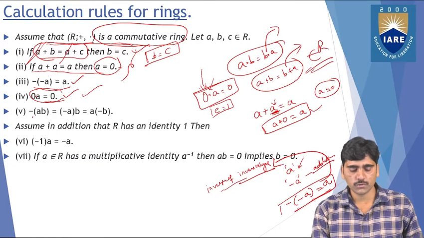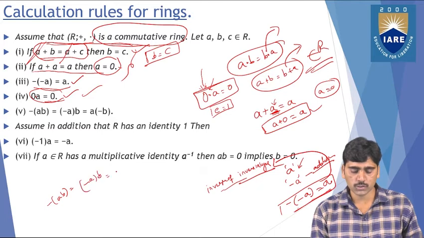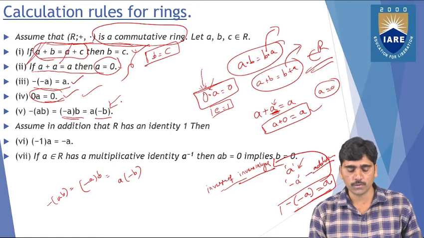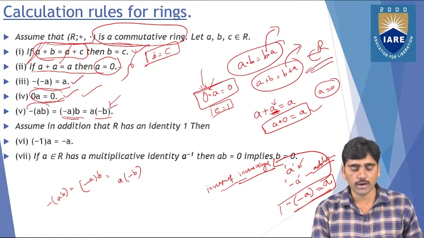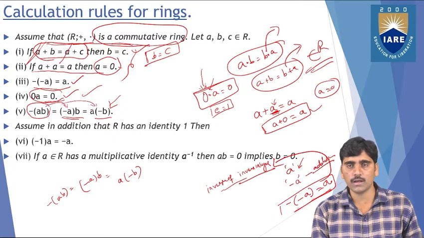And the next one is what? The fourth one, minus of ab. Minus of ab, you can rewrite it as minus a of b, or you can rewrite it as a of minus b. In this way you can write it in any of the problems. So if you find this as a statement or form, you can reform it into this way or this way.